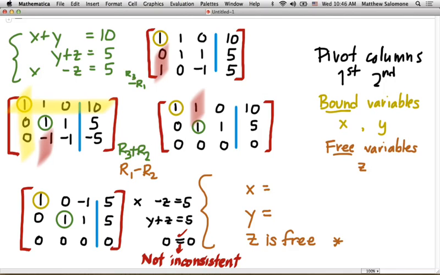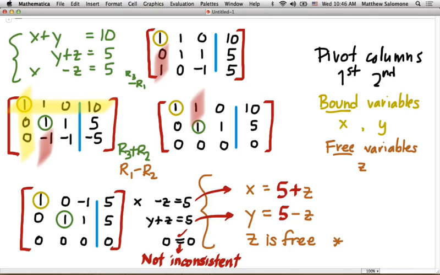So then to finish writing our solution set, we just need to get X by itself and Y by itself, which we can do just by moving the Z's from these equations to the right. So we find out X is equal to 5 plus Z, and that Y is equal to 5 minus Z. And that's another way to write the solution set of this equation.